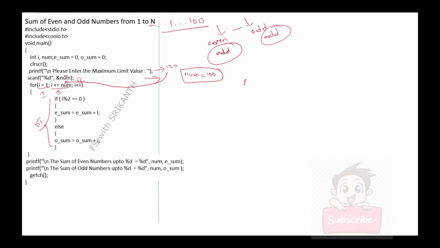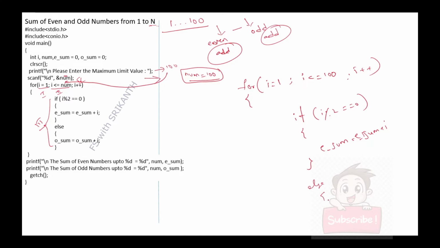Just observe the for loop: for i equal to 1, i less than or equal to 100, because we are taking the number as 100, and i plus plus. It has if i percent 2 equal to 0, and it does even sum. Initially we are taking the even sum variable as 0, and in the else block we take odd sum, also initially as 0.